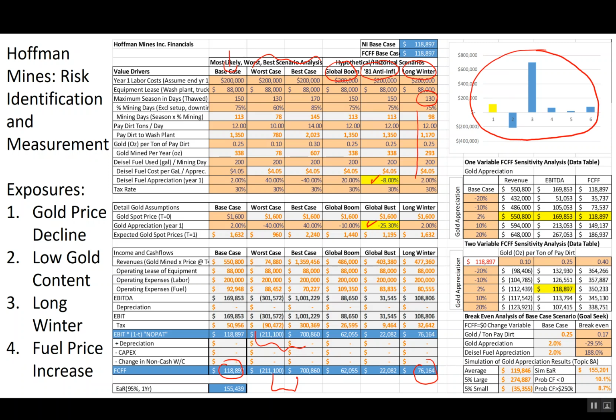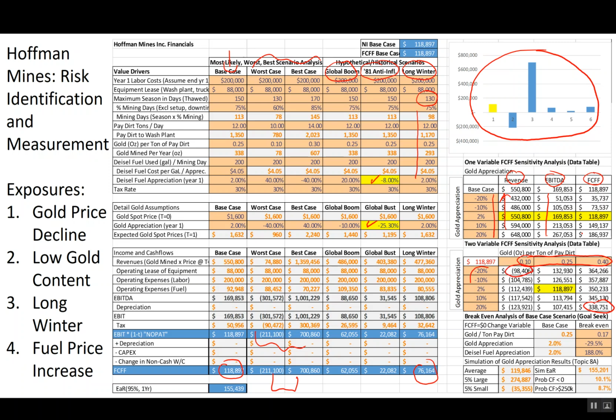And then we did some factor sensitivities. We looked at revenue, EBITDA, and free cash flows as gold was up and down 20%. And you can see when gold is down, our profits are down too, and our revenue and our free cash flows. And then we did a two-factor data table, varying gold content per ton and varying gold appreciation. And you can see our best scenarios are when there's lots of gold and gold prices are up. Worst scenarios, little gold and gold prices are down.